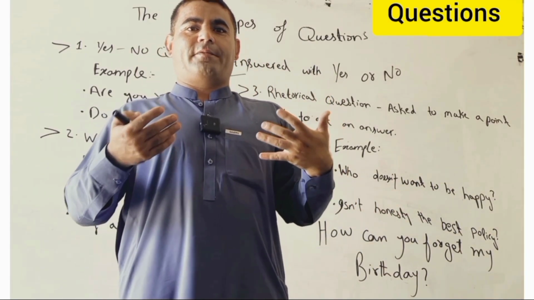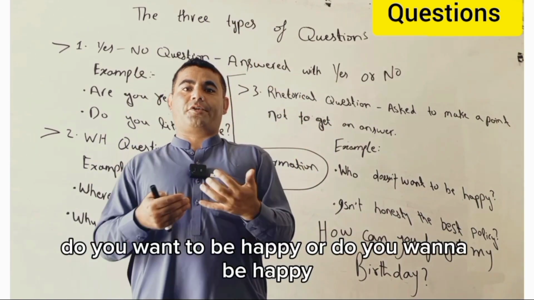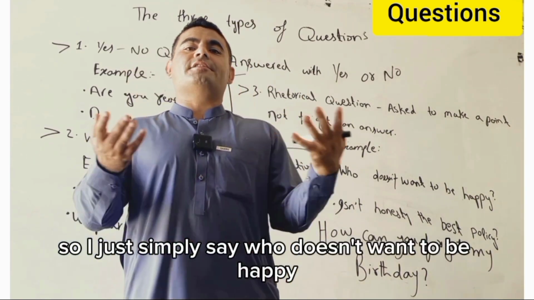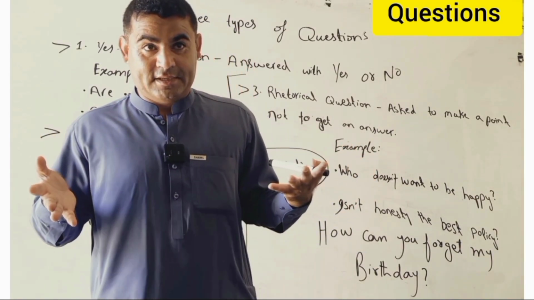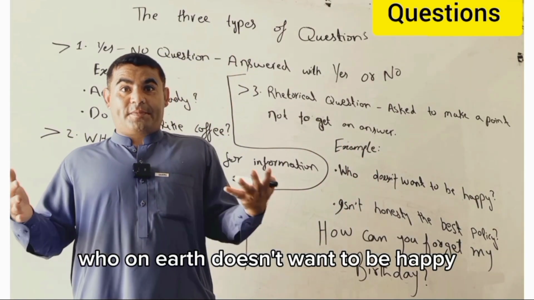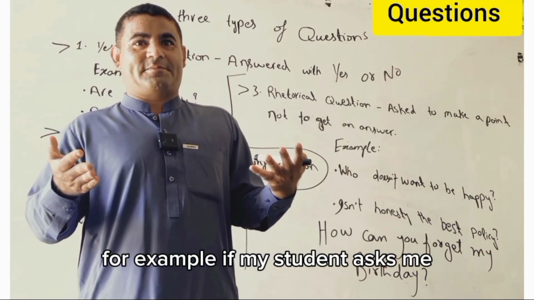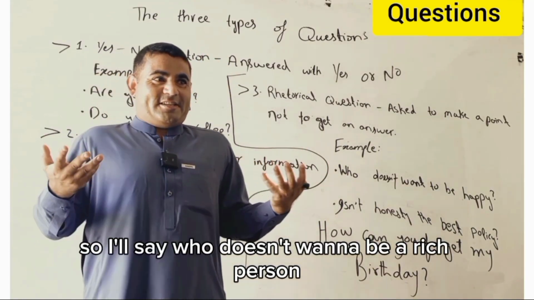So for example, one of my friends asked me, do you want to be happy or do you want to be happy? So I just simply say, who doesn't want to be happy? That means everyone wants to be happy. Why are you asking this question? Who on earth doesn't want to be happy? For example, if my student asks me, do you want to be a rich person? So I'll say, who doesn't want to be a rich person?